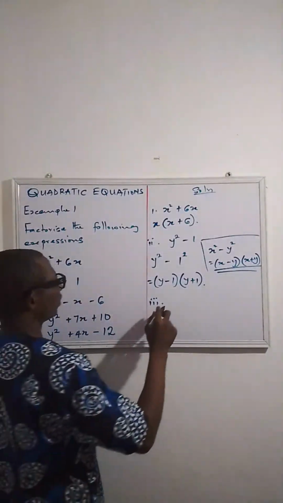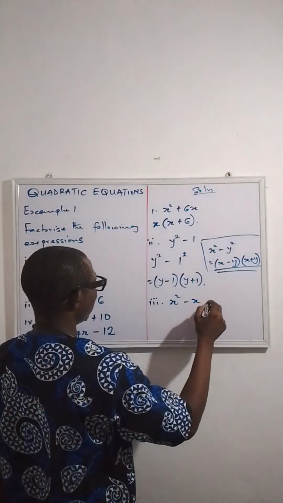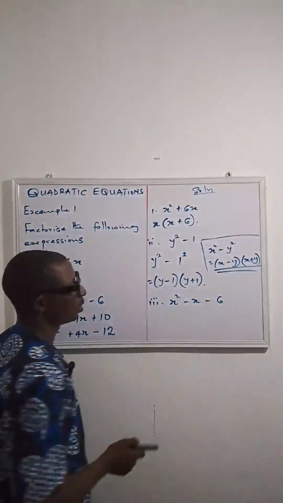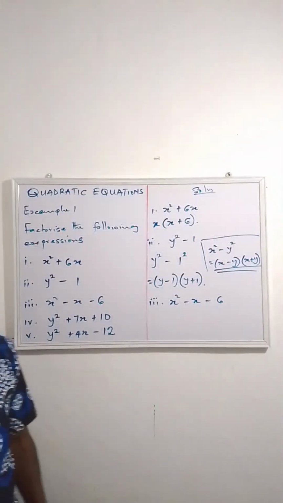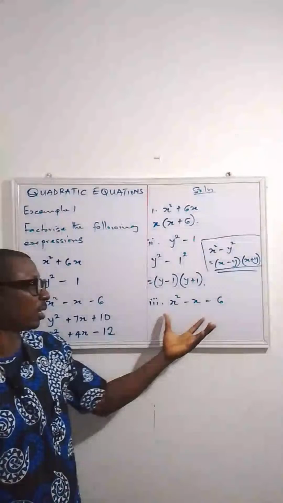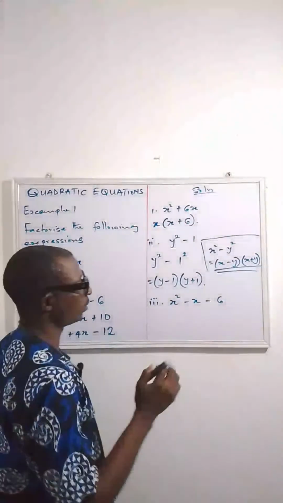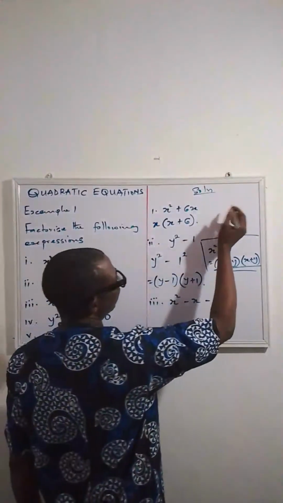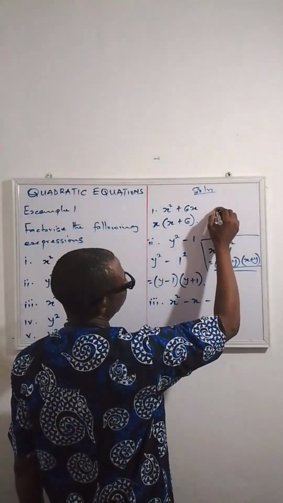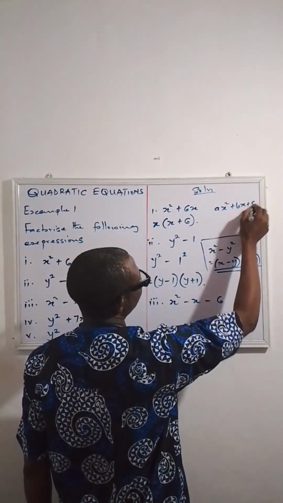Here we have x squared minus x minus 6. So how do we factorize this? I need your attention here. When you look at this quadratic expression, I told you earlier that the general form of a quadratic expression is of this form: ax squared plus bx plus c.